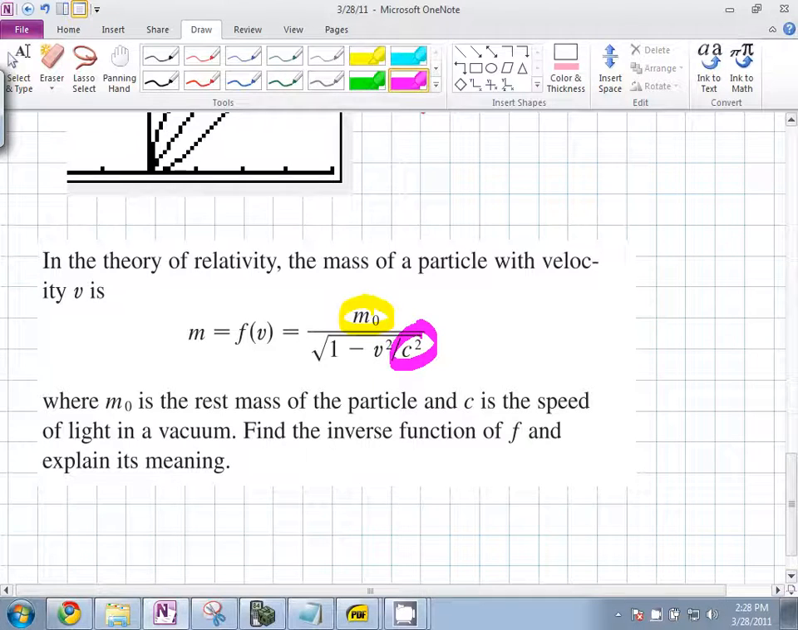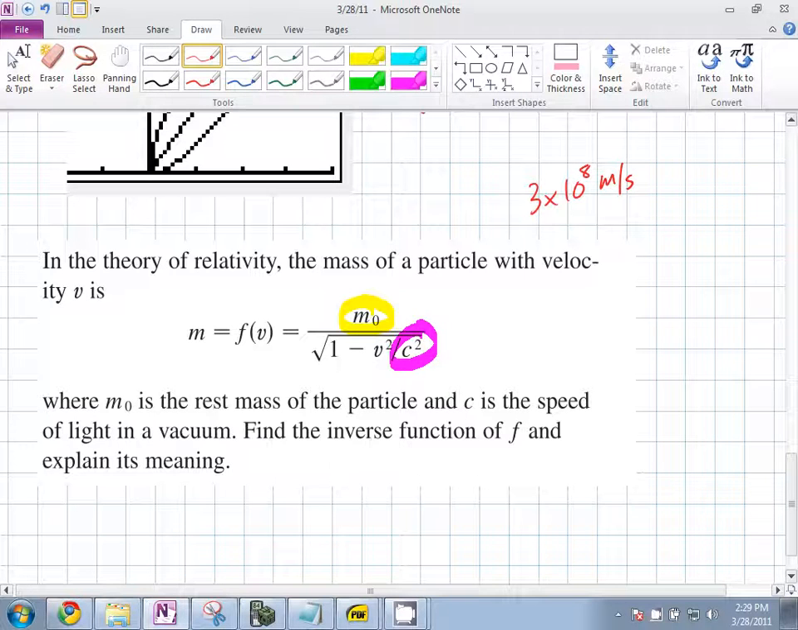Anybody remember what the speed of light is? 3 times 10 to the 8th. 3 times 10 to the 8th what? Meters per second. Sounds about right. I think it's 186,000 miles per second, something like that. Anyway, the point is, it's a constant.